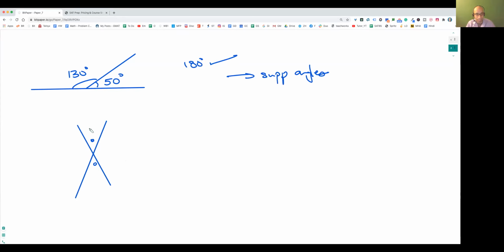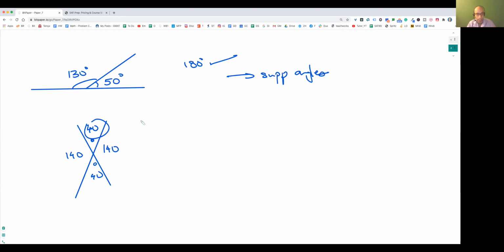So let's say this is 40, so this guy's 40. Remember, not only that, both of these angles add up to 180. Because this whole thing is 180, this guy is 140, and so this is also 140. So once you know one angle, you know all of them. So very, very basic ideas over here.